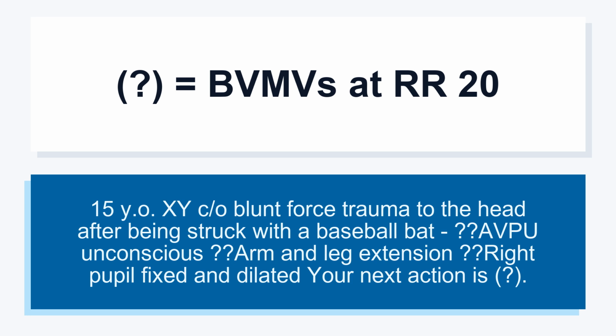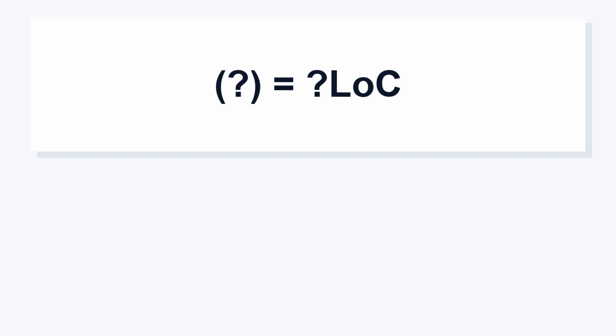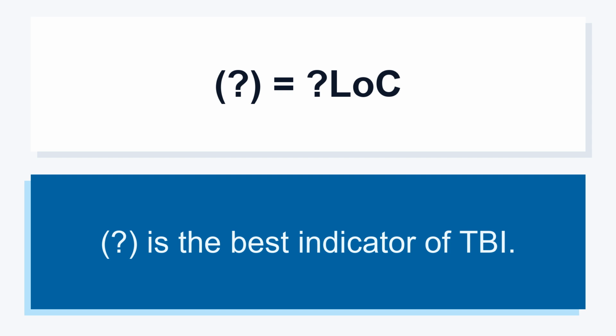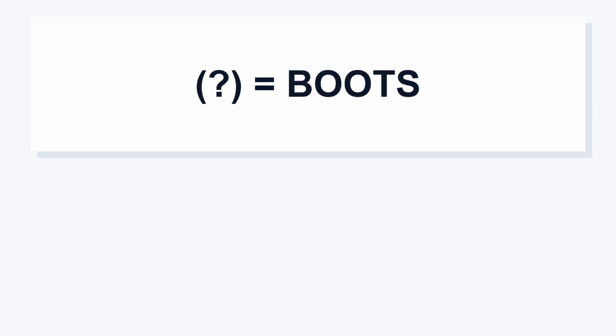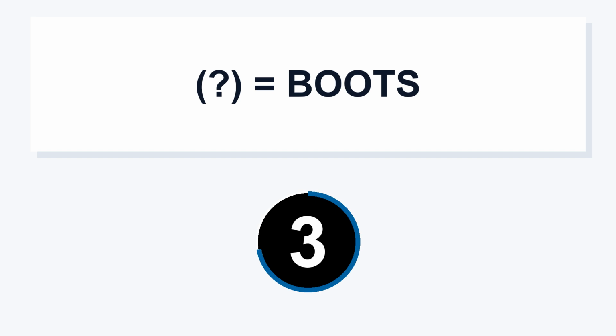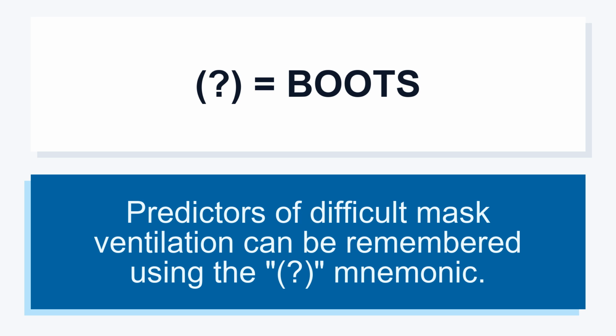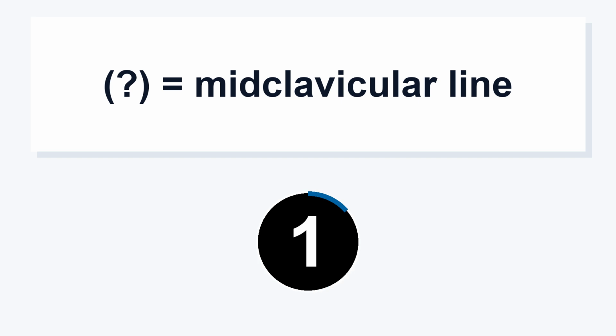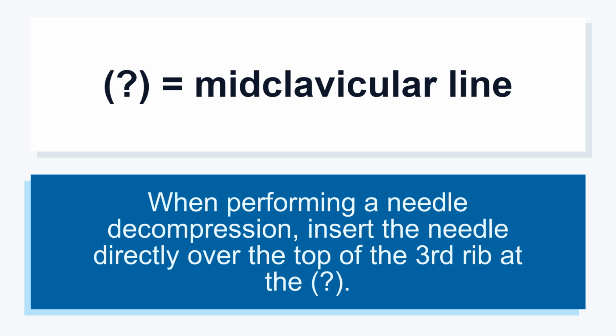15 YOM/F C/O blunt force trauma to the head after being struck with a baseball bat. AVPU unconscious, arm and leg extension, right pupil fixed and dilated. Your next action is, equals lock. Is the best indicator of TBI. Equals BOOTS. Predictors of difficult mask ventilation can be remembered using the mnemonic, equals midclavicular line. When performing a needle decompression, insert the needle directly over the top of the third rib at the, equals 8 to 10.